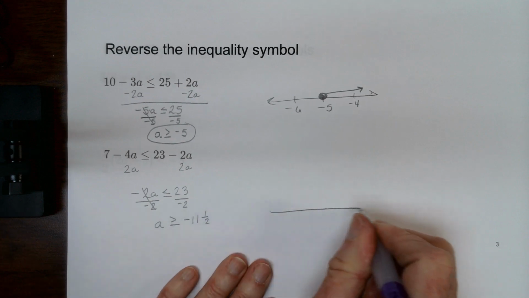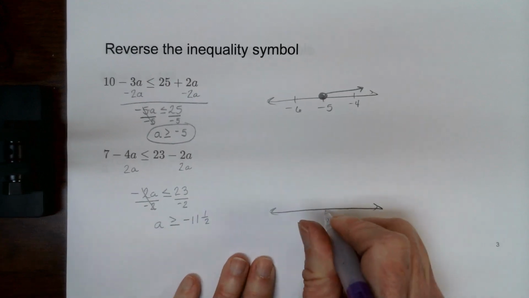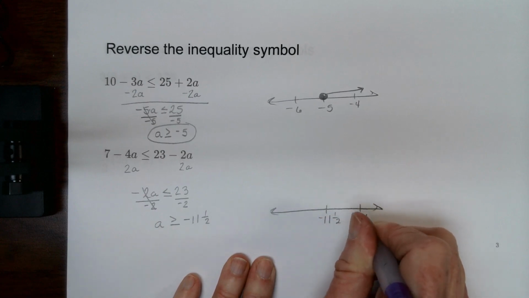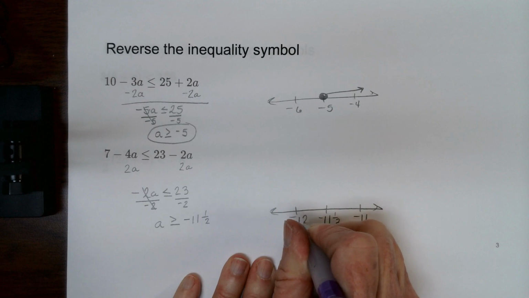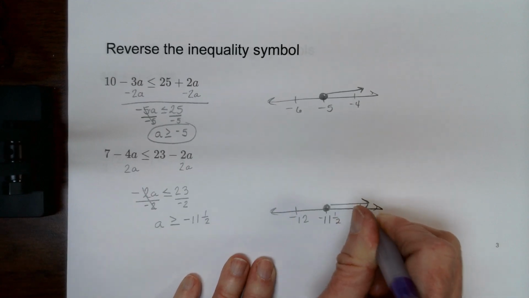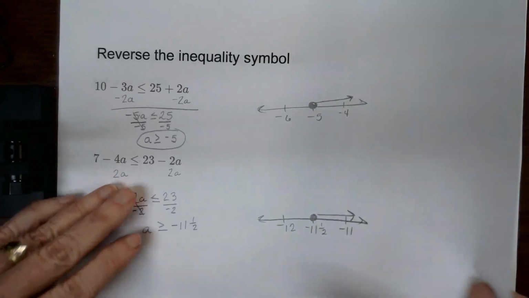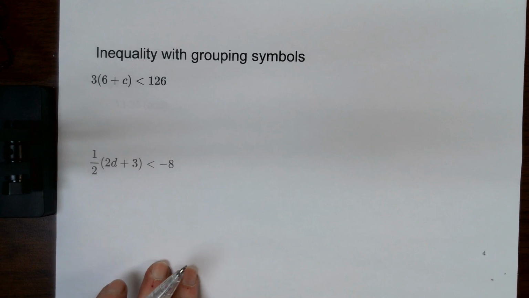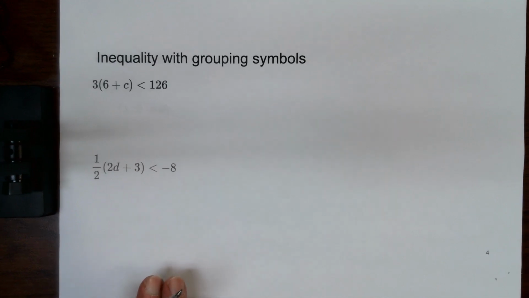Now negative 11 and a half is halfway between negative 11 and negative 12. Open or closed circle, and it's going to go in the direction of the right. All right. Then sometimes you have distributive property with this stuff. You've got to do the distributive property first and then solve.